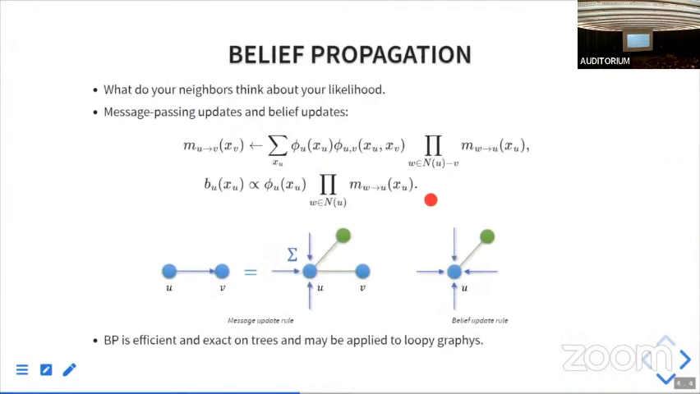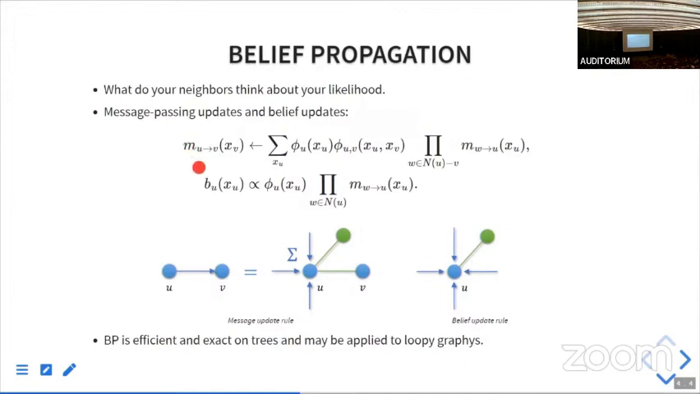So in belief propagation, roughly it's an algorithm where each vertex passes messages. What the messages are about is what your neighbors think about you, your likelihood of being in some state. So message updates have a very nice form.